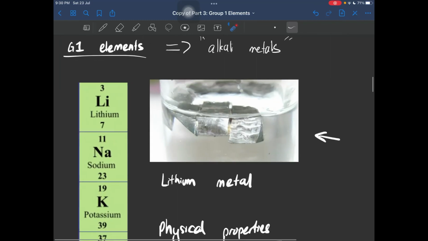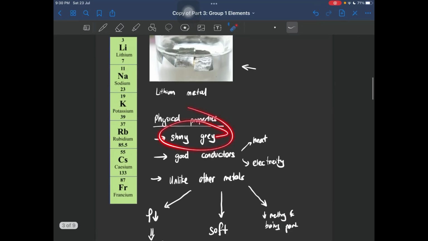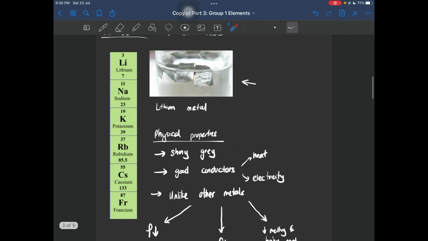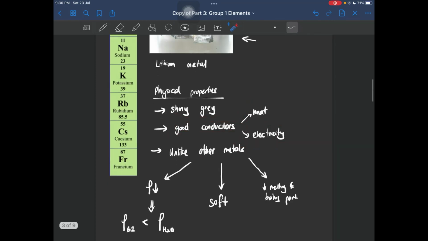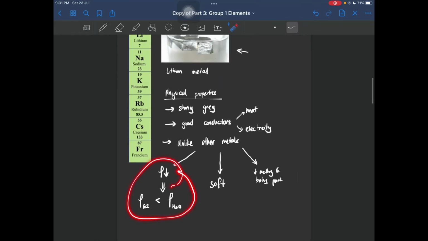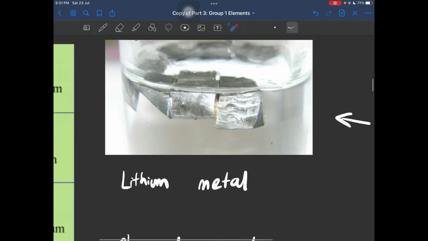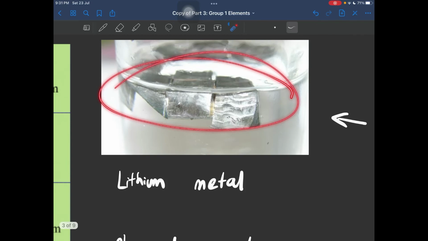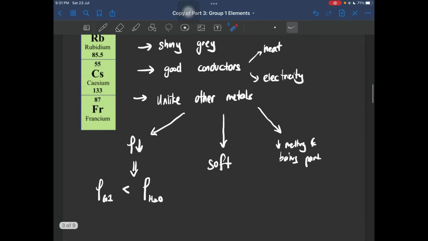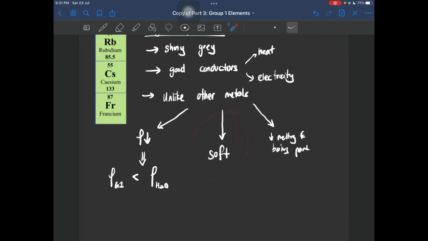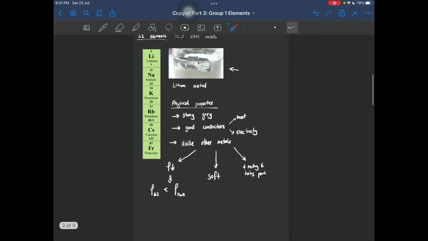And then we have looked at the physical properties of alkali metals, and from this photo we can see that it is a shiny gray metal, and since it is a metal, it is a good conductor of heat and electricity. However, unlike other metals, it has a low density, whereby its density is lower than the density of water, which makes it float on the surface of the water. And it is soft. Unlike other metals, you can cut it using a knife, and the melting and boiling points are low when you compare it with other metals.